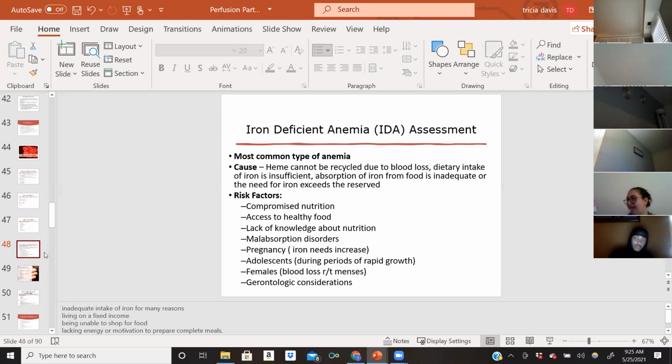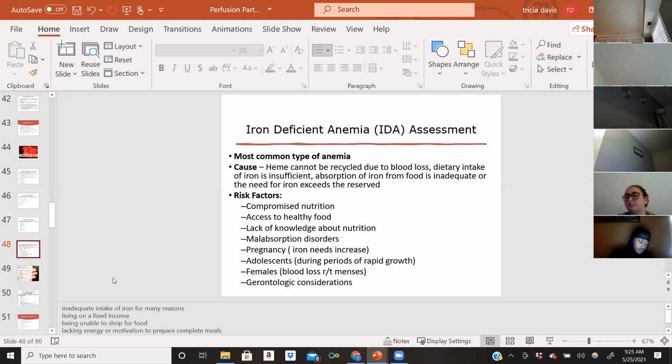Do they have access to healthy food? Do they have a lack of knowledge about nutrition? Maybe they don't know how to read food labels. Maybe they don't know how much iron they should have or what type of foods have iron. Do they have maybe a malabsorption disorder, so their bodies just can't absorb the iron? In patients with pregnancy, when they're pregnant, we know that their bodies require more iron. So sometimes they need to have an iron supplement.